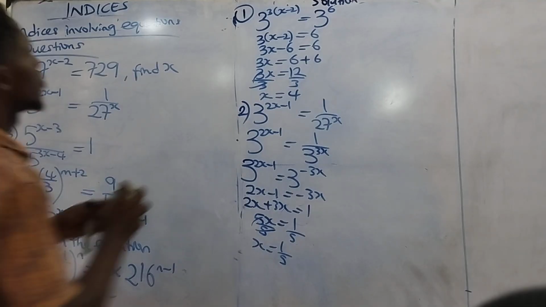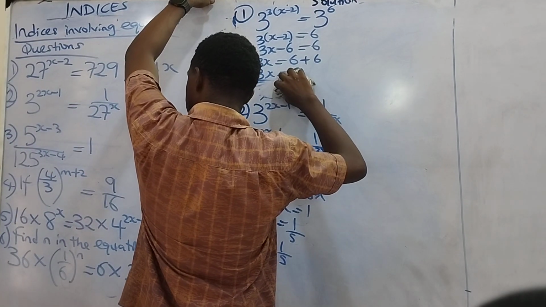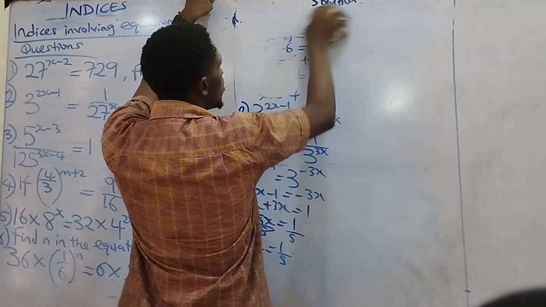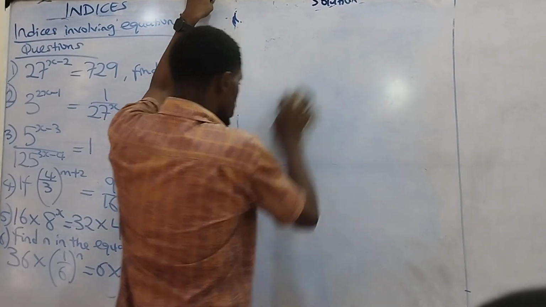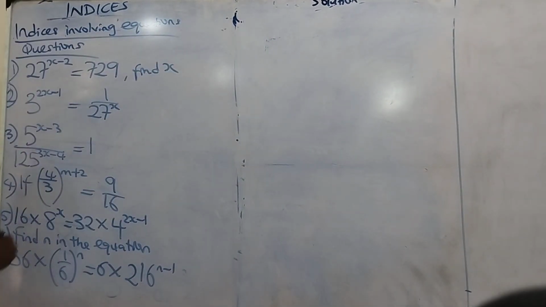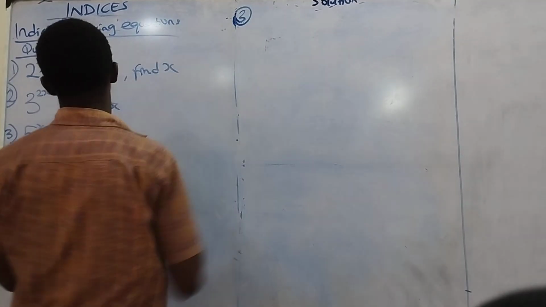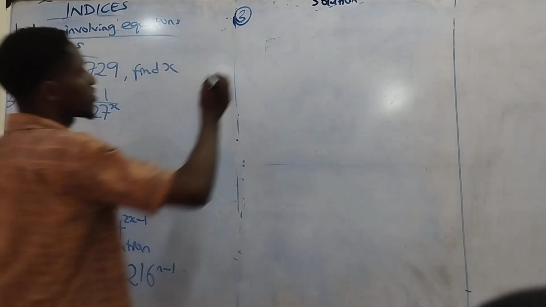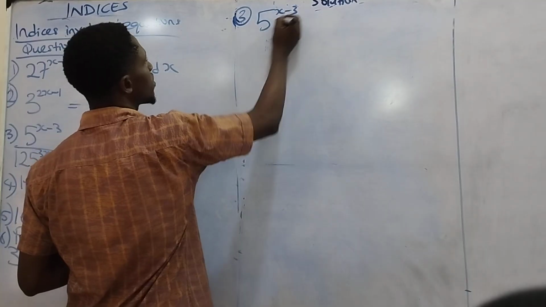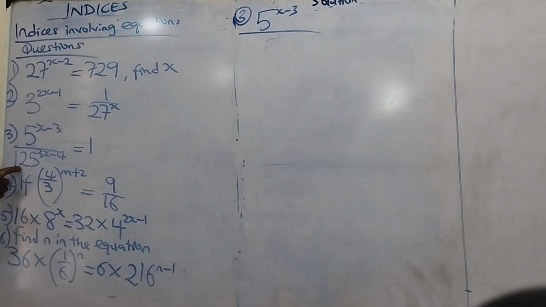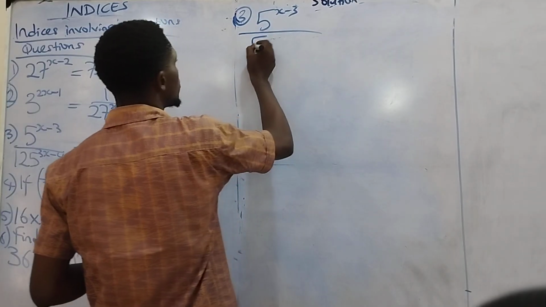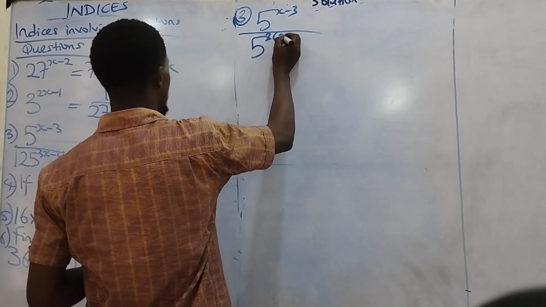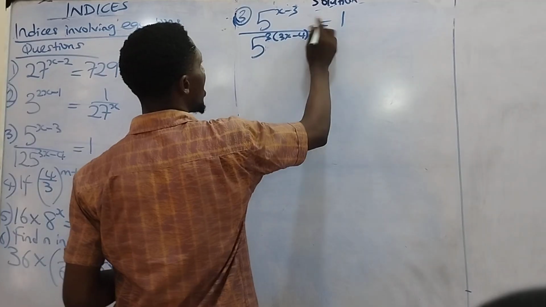Let's go to number 3 question. Let me clean these so I will have enough space to solve. So we have 5 raised to the power of x minus 3, all over 125. What is 125 in index form? 5 raised to the power of 3, that is 5 times 5 times 5 is 125. So I have 5 raised to the power of 3 bracket 3x minus 4, is equal to 1.